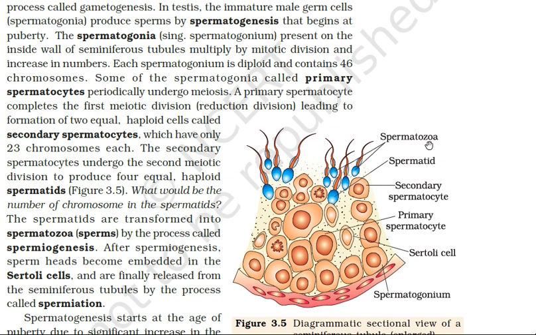Therefore, they are also termed as nursing cells. Now we come to the important stages of the process of spermatogenesis. There are four important stages of spermatogenesis. The first stage is the multiplication phase, the second is the growth phase, the third is the maturation phase or meiotic phase, and the fourth is spermiogenesis.